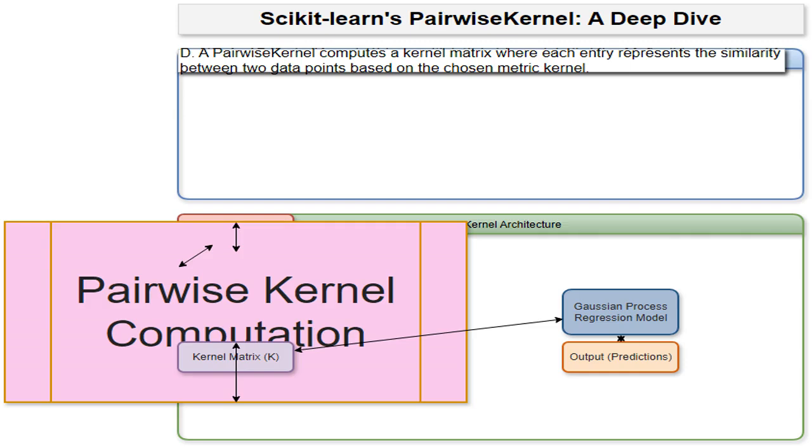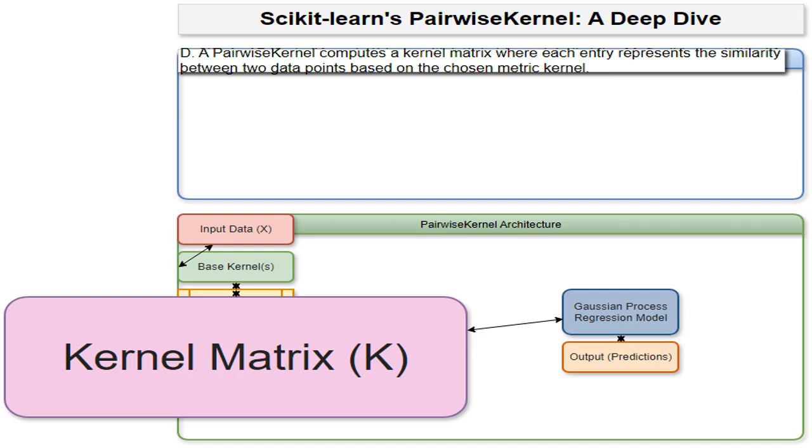This is where the magic happens. The PairwiseKernel takes your input data and chosen base kernels and calculates a pairwise similarity for every data point in your set. It's like comparing every ingredient to every other ingredient in your recipe to find common flavors or textures. The output of the pairwise computation is a kernel matrix. Imagine a table where each cell shows how similar two ingredients are. This matrix is a summary of all pairwise relationships in your dataset and feeds into the next step.